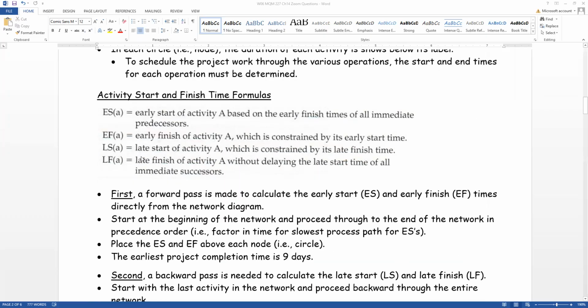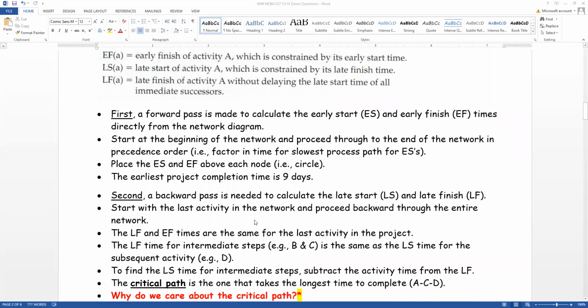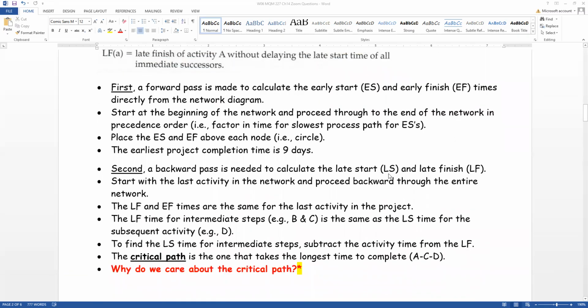When we go this way, left to right, that's when we do the early starts and the early finishes. Again, you're not going to know what these are until we start working through them. And then after you go through them, you go from the end and you go backwards, and that's when you calculate the late starts and late finishes. And again, just bear with me.